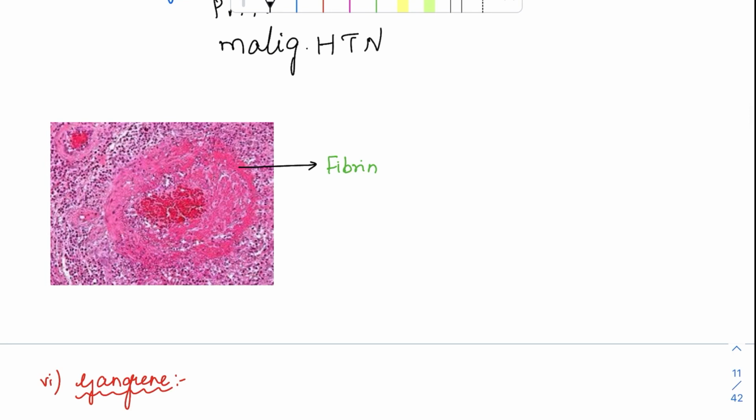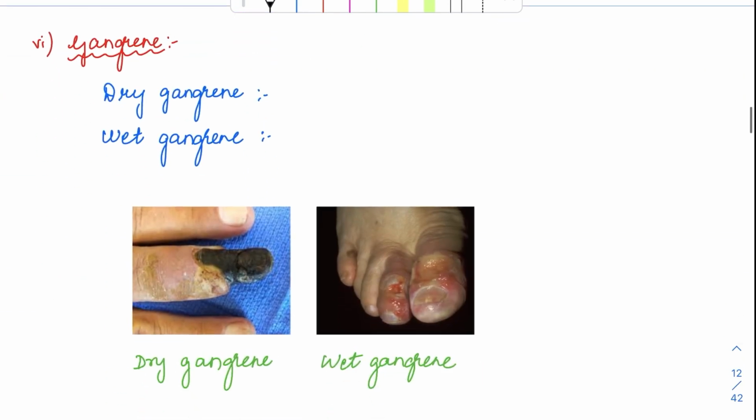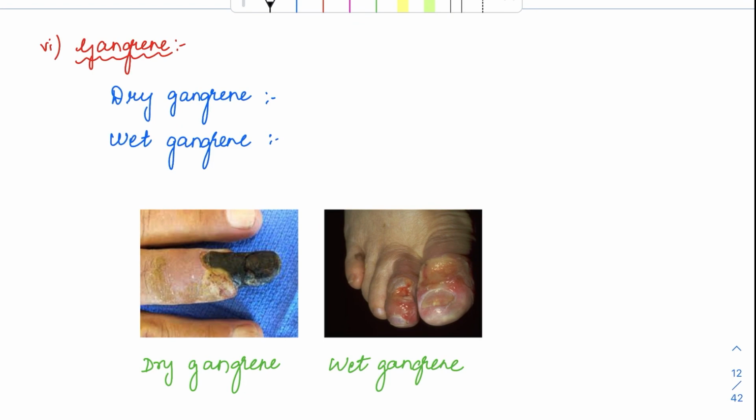This is a classical image on microscopy. The center part is the vessel, which is filled with RBCs. Surrounding that, on the vessel wall, you see all of this pink material, right? This is the fibrin which has deposited along with the antigen antibody complex, which is the immune complex. The last type of necrosis will be gangrene.